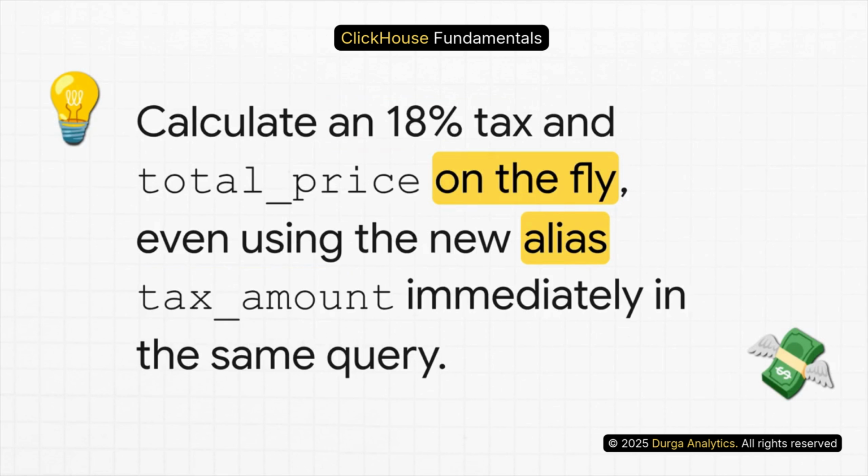This query right here is a perfect example. We're calculating an 18% tax, and we're giving it a name, an alias, called tax_amount. Now, the really powerful part is that ClickHouse lets us immediately use that new tax_amount alias in the very next calculation to get the total price, all in one go. It just makes writing complex business logic so much cleaner.